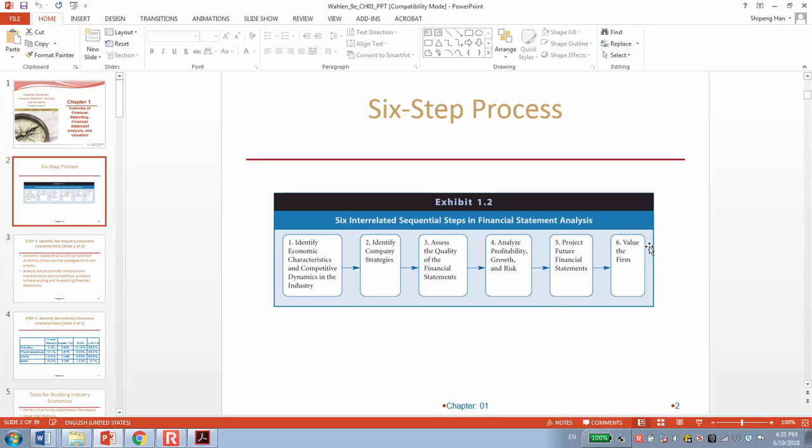So the firm's payoff can be assessed from 3 variables. One is dividends, another is free cash flows, and the other is residual earnings or earnings income. So we can value a firm just from its performance, its payoffs.